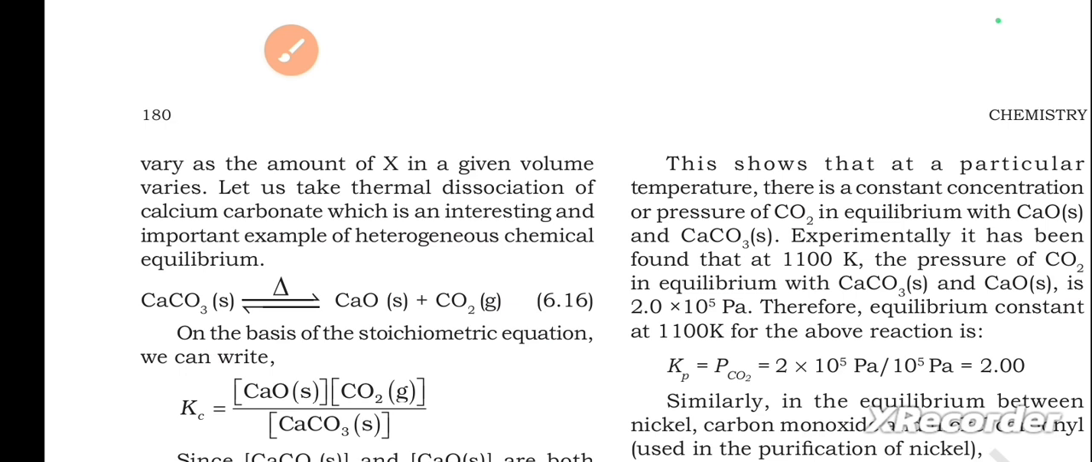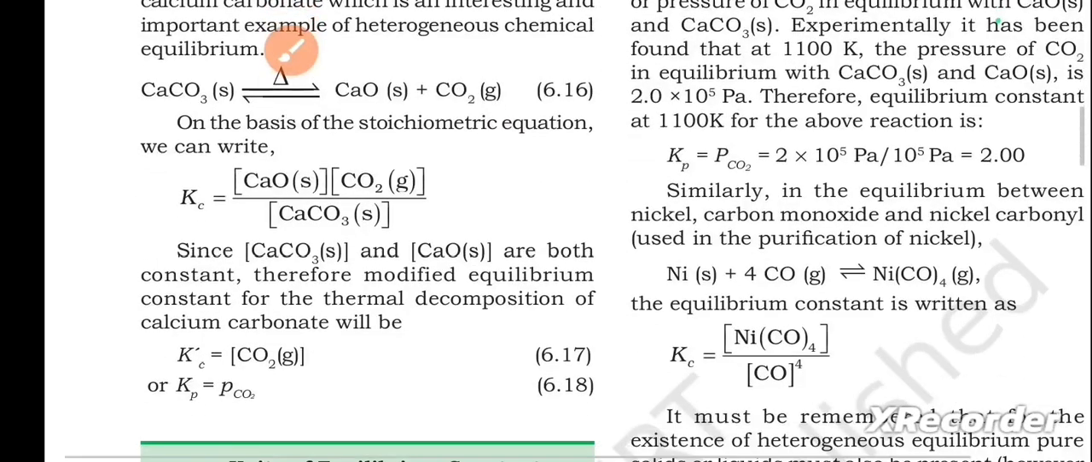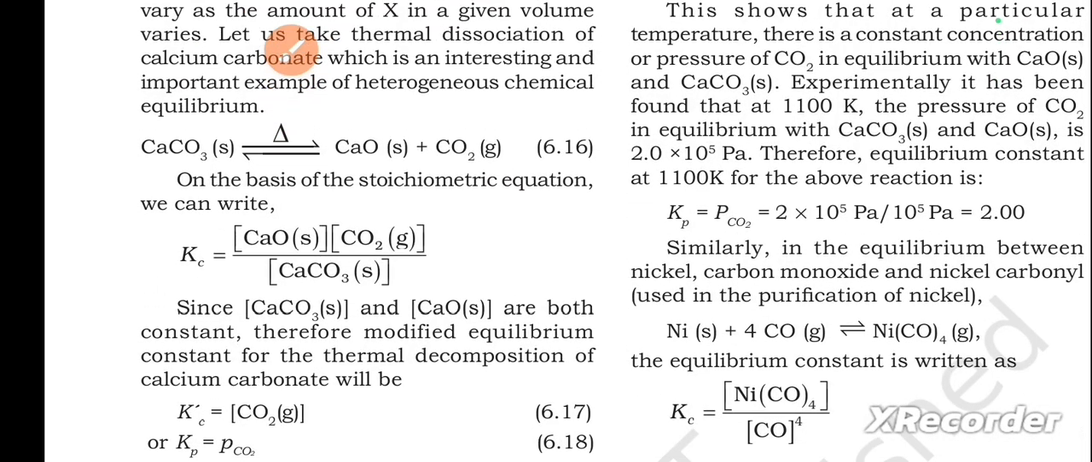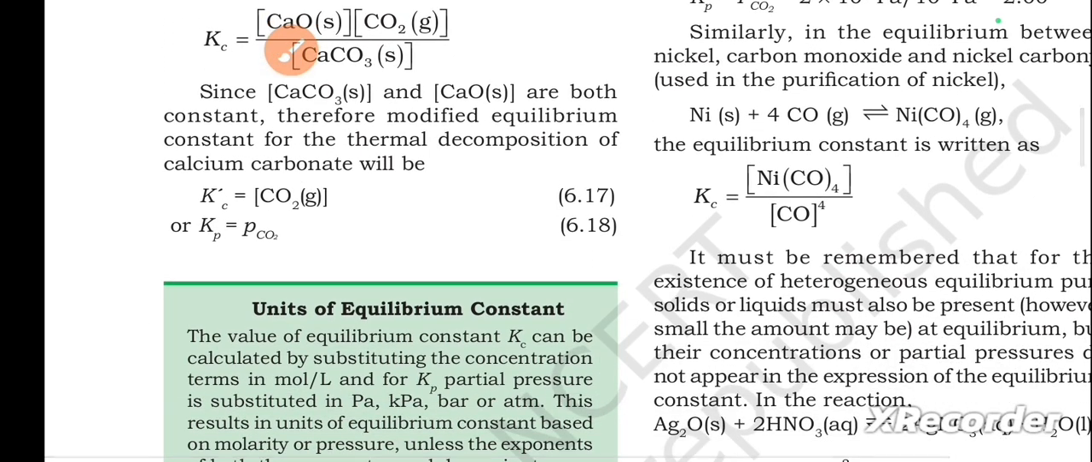Let us take thermal dissociation of calcium carbonate, which is an interesting and important example of heterogeneous chemical equilibrium. So this is the one, please check it out. Since CaCO3(s) and CaO(s) are both constant, the modified equilibrium constant for the thermal decomposition of calcium carbonate will be Kc equals [CO2(g)], or Kp equals PCO2.